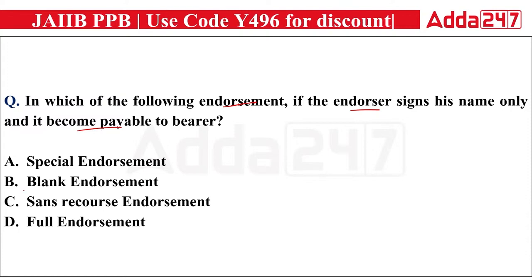The right answer is obviously that you signed it and it became endorsed to another person. So it's a blank endorsement. If the endorser signs his name only, the signature has been done, it becomes payable to the bearer. That is not a full endorsement. The right answer is, sorry, blank endorsement, that is B option.